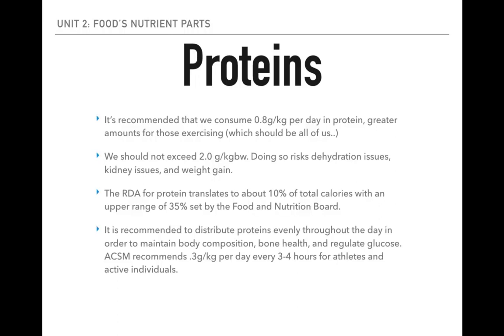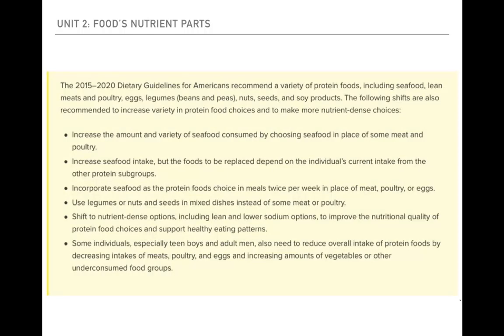Timing also appears to matter. It's recommended to spread protein intake out across a day with about 0.3 grams per kilogram of body weight every 3 to 4 hours. And this recommendation typically will go for athletes and active individuals, which everybody should be an active individual. Overall, the USDA recommends about 10 to 35% of calories to come from protein.